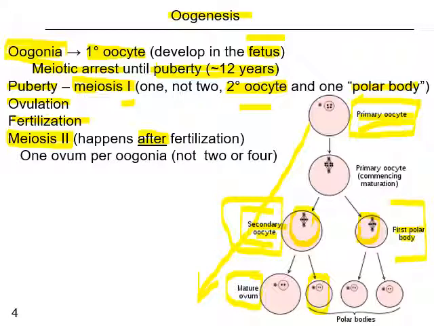And so typically one ovum develops and is fertilized from one primary oocyte, which came from the oogonia. Just a word on pronunciation. This is oogenesis, not oogenesis. These are oocytes, not oocytes.